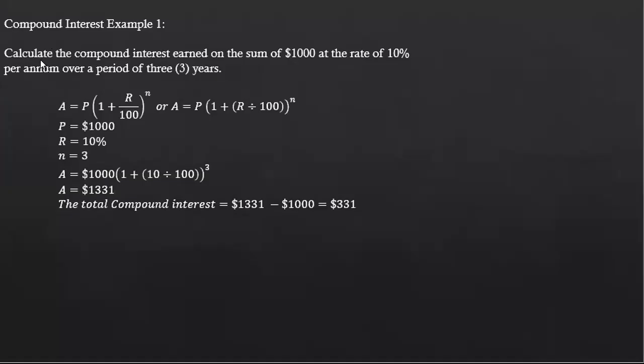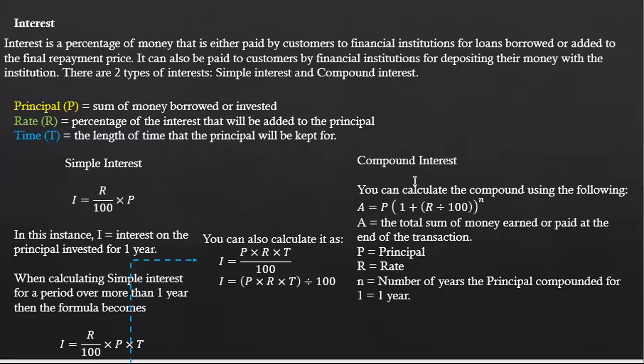For compound interest, we use the formula A equals P open brackets 1 plus R over 100 to the power of N, or A equals P, 1 plus R divided by 100 to the power of N. Here, A is the total sum of money earned or paid at the end of the transaction. P is the principal, R is the rate, N is the number of years the principal is compounded for, and 1 is equal to 1 year.